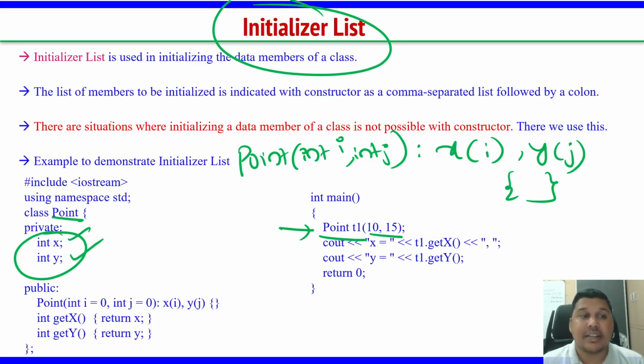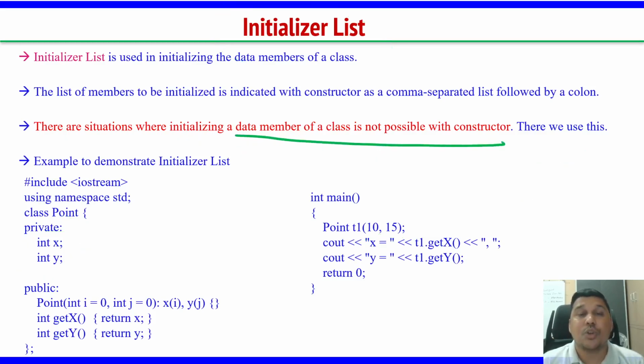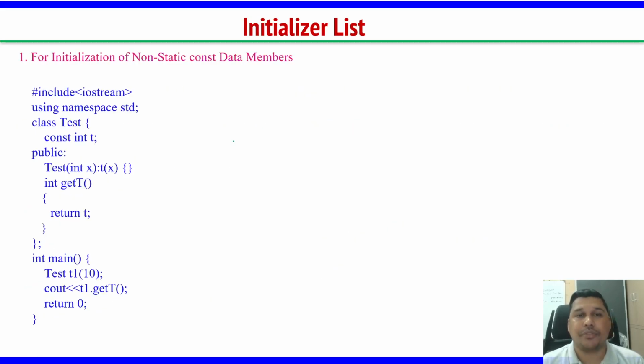But I said that there are situations where initializing a data member of a class is not possible with a constructor. So what are those situations where we cannot do it using a constructor? Let's explore. The first use of the initializer list is initializing a non-static constant data member.